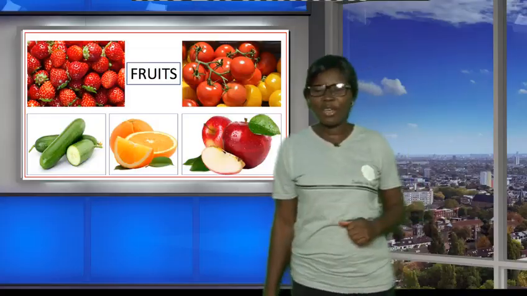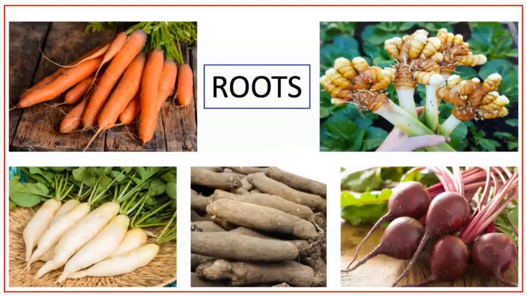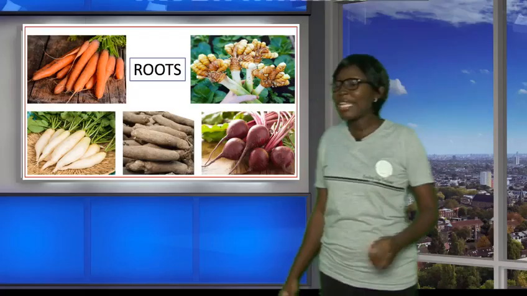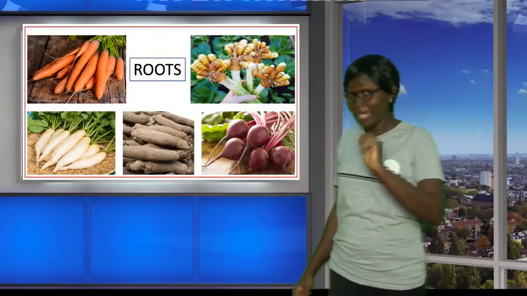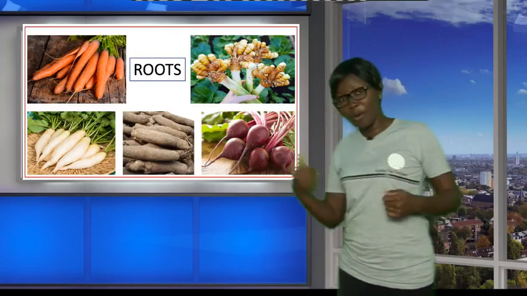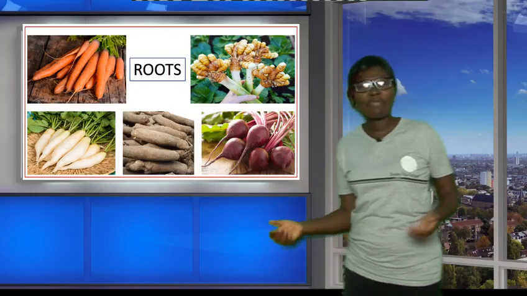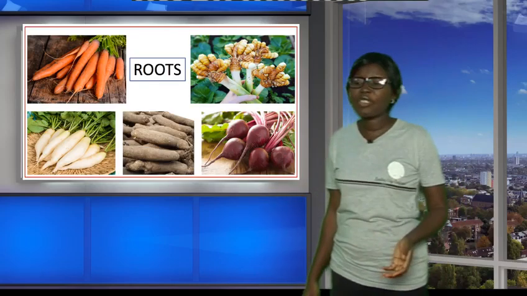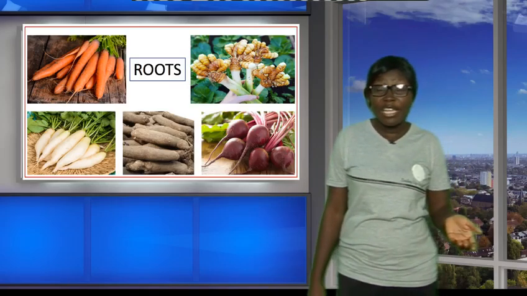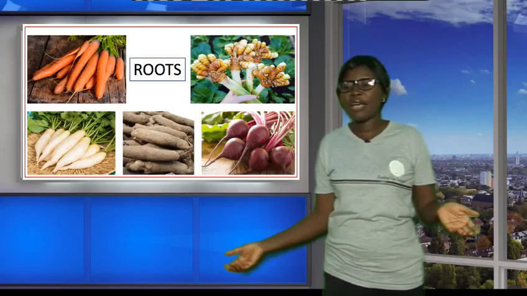Now let's look at the other part. The other part is the roots. There are various things we eat that are gotten from the roots of the plant. Examples are the yam. Like I told you, my pounded yam was gotten from the yam. You also have the radish. You have the carrots. You have the turmeric and several other examples.